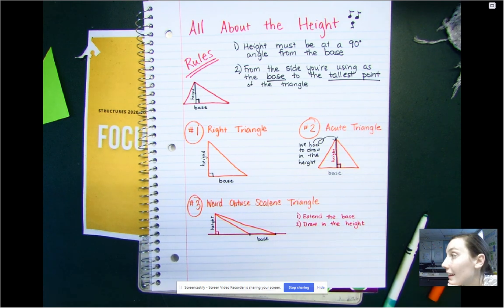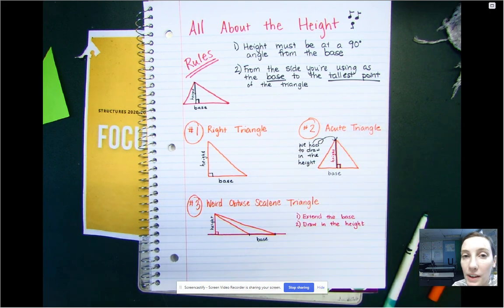So that is how to find the height or draw the height or identify the height in 3 different kinds of triangles. So you should be well prepared now to take this and use it to find the area of triangles.